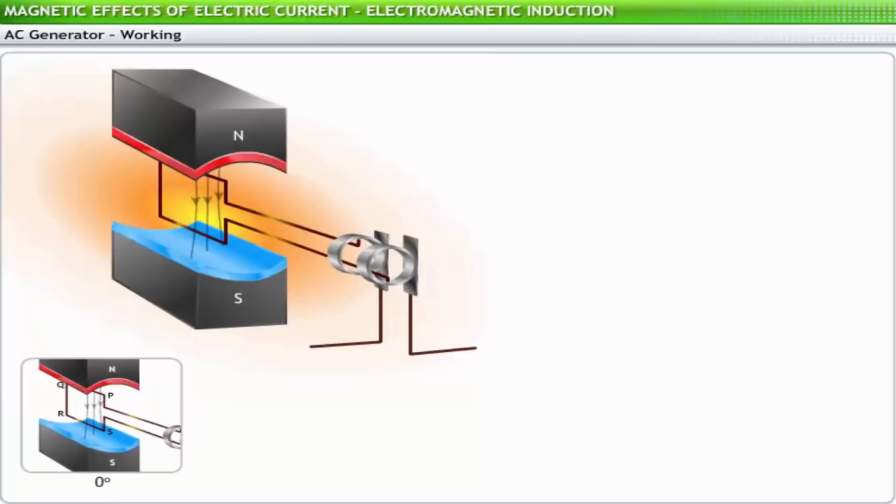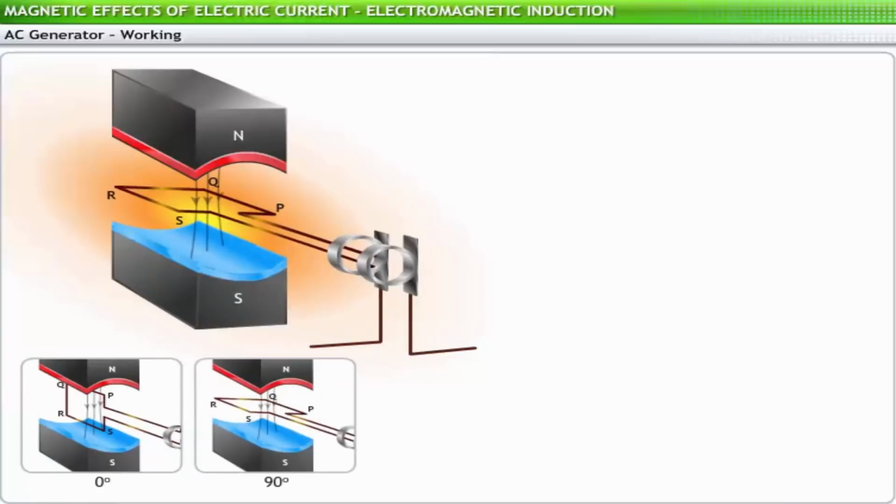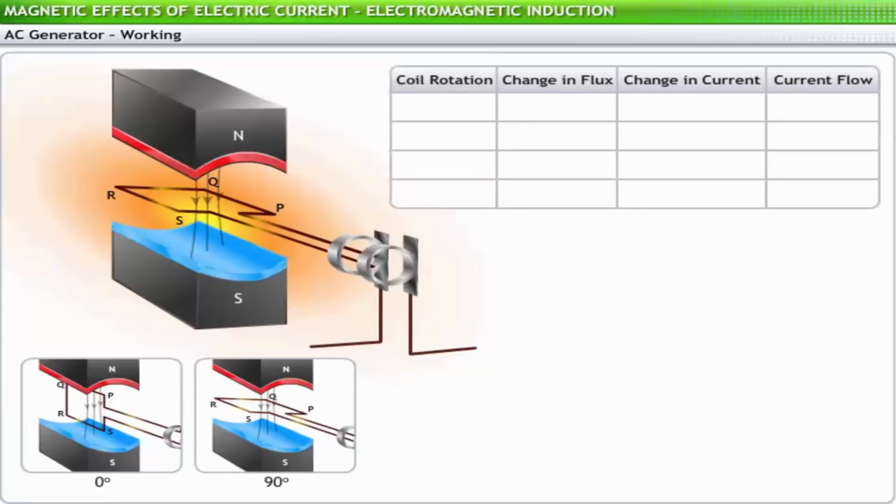Initially, the coil is vertical with PQ on top and RS at the bottom. This coil is rotated clockwise so that PQ goes down. As the coil rotates through 90 degrees, it becomes horizontal. At this stage, the change in flux with respect to the initial position is maximum. Hence, the current rises from 0 to maximum.